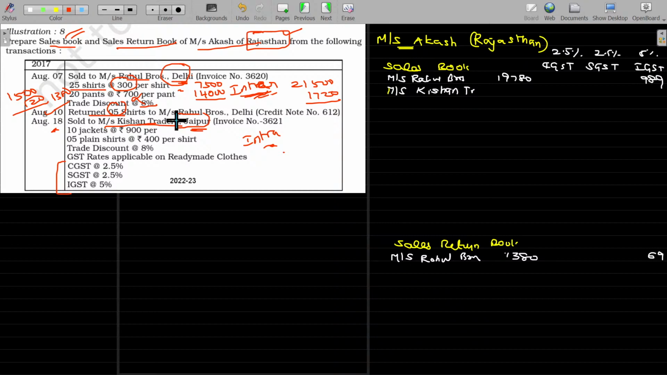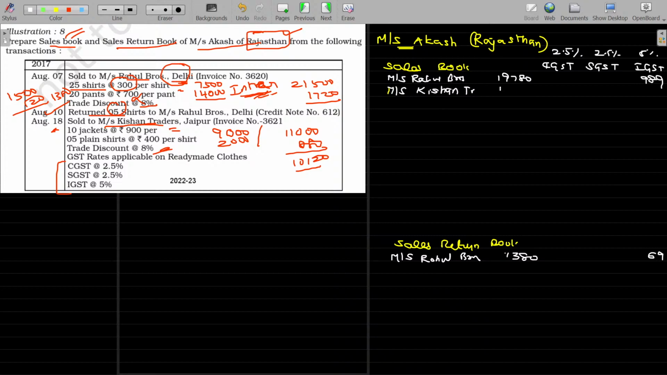Mrs. Kishan Traders. Okay. 10 jackets at rupees 900, 9,000. 5 plain shirts at rupees 400, 2,000. Total being 11,000. Discount being 8%, 880. Then the ultimate value being 10,120.